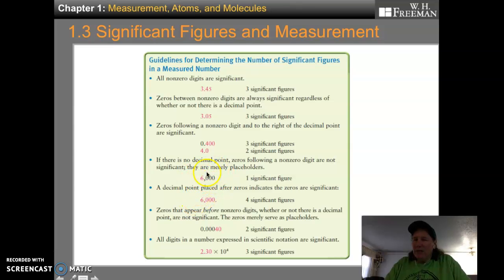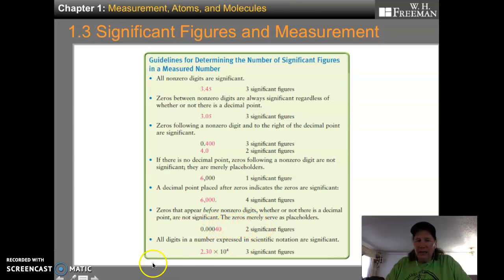If I want all of these to be significant, I write down a decimal. So the difference between these two, 6,000 and 6,000., because this one doesn't have a decimal, it only has 1. Because this has a decimal, I measured up to that point. It just happened to fall in zeros. On this one, if you have numbers that are less than 1, you don't start counting until you get to a non-zero number. So all of these zeros are just placeholders. This has 2, this 4 and 0.